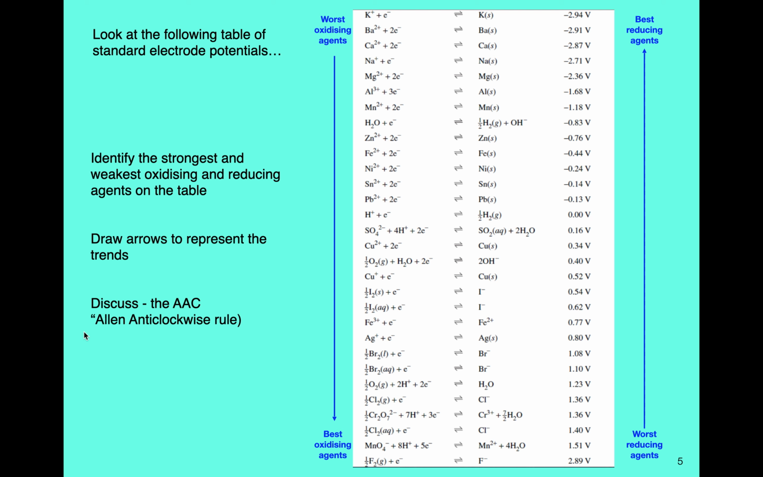And that means that the anti-clockwise rule works. So the natural tendency here is for things to go anti-clockwise. So what do I mean? I mean, if you put calcium with chlorine, then the calcium is going to become Ca2+, and the chlorine is going to become Cl-. So the tendency is for the half equation at the top to go to the left and the half equation at the bottom to go to the right. Think about that.